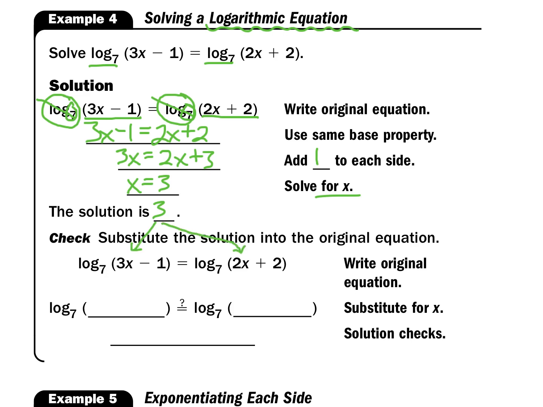Okay, so I get log base 7 of, well, 3 times 3 is 9 minus 1, and then 2 times 3 is 6 plus 2. So that means now I have log base 7 of 8 on the left-hand side and log base 7 of 8 on the right-hand side, and sure enough, log base 7 of 8 is equal to log base 7 of 8. I should hope so. It's the exact same expression on both sides of the equation, so we're good.